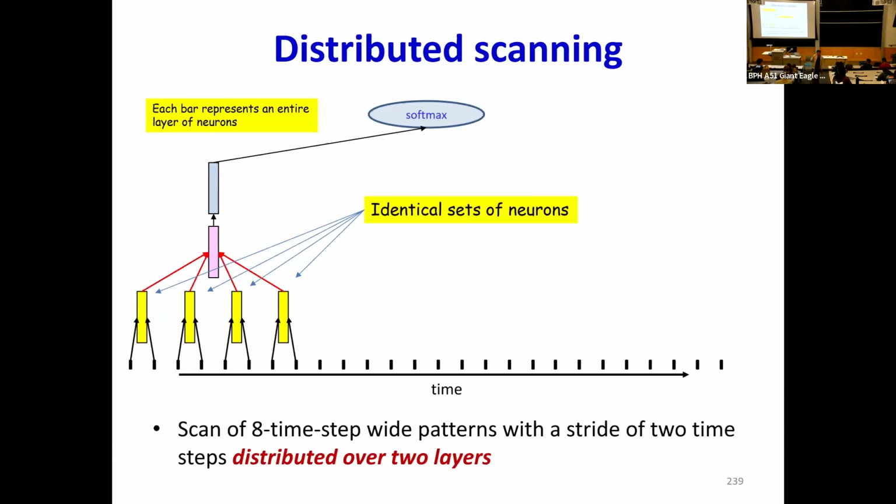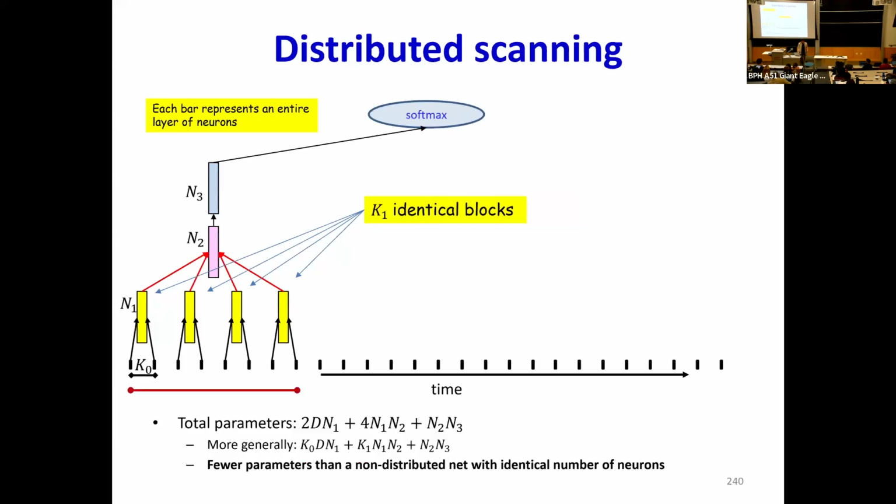And then the next layer is going to look at the outputs at 4 positions from the first layer neurons, which gives me effectively a window of size 8 at the input, right? So now, assuming that I'm still scanning and I have a stride of, say, 2, let's first count the number of parameters, right?